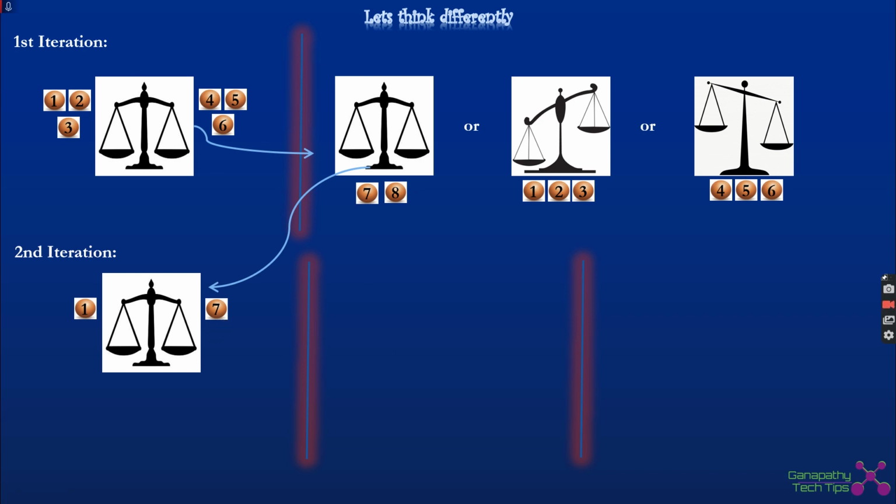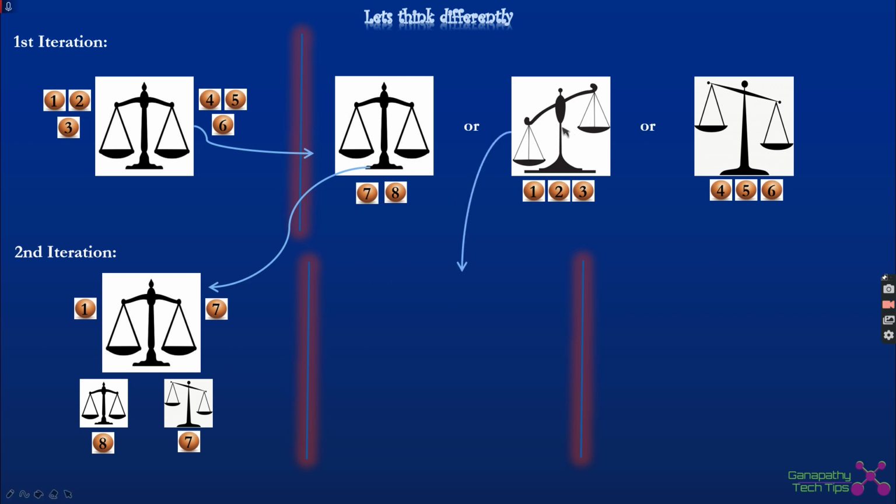So there are two possible outcomes which can happen. The balance will weigh the same. In that case, our possible suspect is going to be the 8th ball, and if it goes down on the right side, in that case the possible suspect is going to be the 7th one. So this case is completed by doing the second iteration.